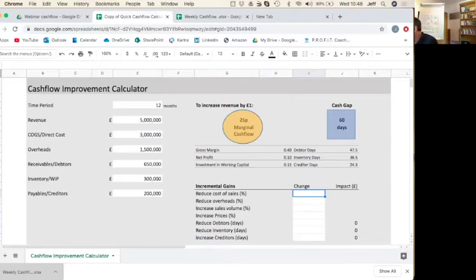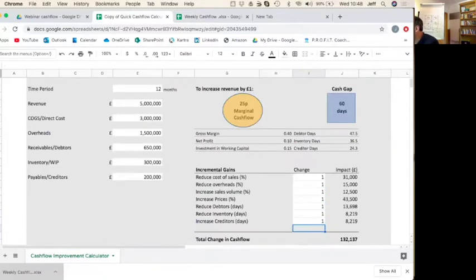So we're going to put one in each of these boxes. And that's going to make £132,000 impact in the cash in the bank at the end of the year. And that is by changing each of those things by 1%.